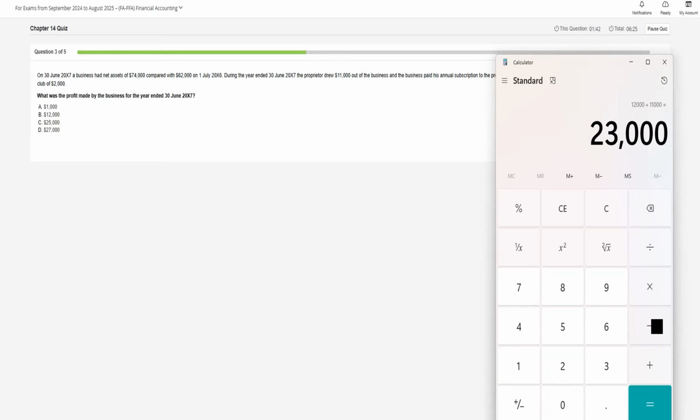The other one is your 2,000. Why? Because these expenses are the personal expense of the proprietor, not the business expense. Okay. Let me calculate one more time. Sorry. 74,000 minus 64,000. Then we will add 11,000 plus 2,000.